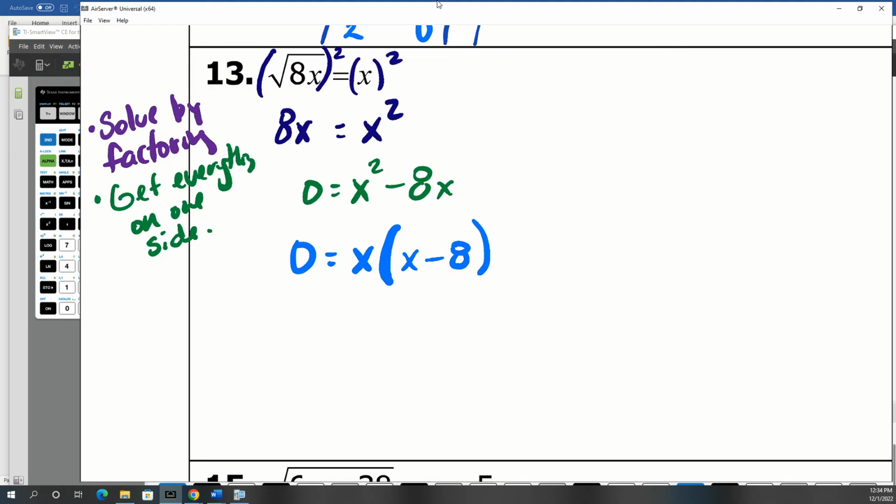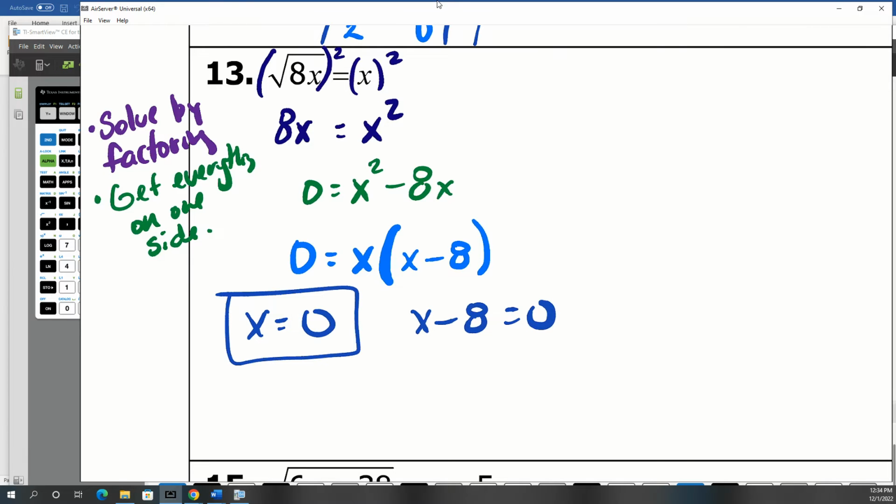All right, then you're going to set each factor equal to 0 and then solve for x. So this one is done. X is going to equal 0. What do I need to do on this one to solve it? Just add 8. Good. So x equals 8. I shouldn't have put a box around that. We need to check it before we know for sure if they're answers.